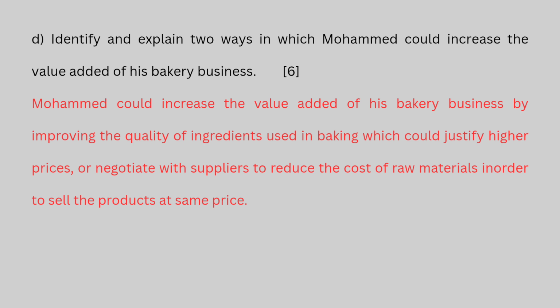Mohammed could increase the value added of his bakery business by improving the quality of the ingredients used in baking, which could justify the higher prices, or he can negotiate with the suppliers to reduce the cost of raw materials in order to sell the baking products at the same price. Either he goes for higher quality products to make sure that the price of the cake is justifiable, or he negotiates with the raw material supplier to reduce the price of raw materials to sell the products at the same price.